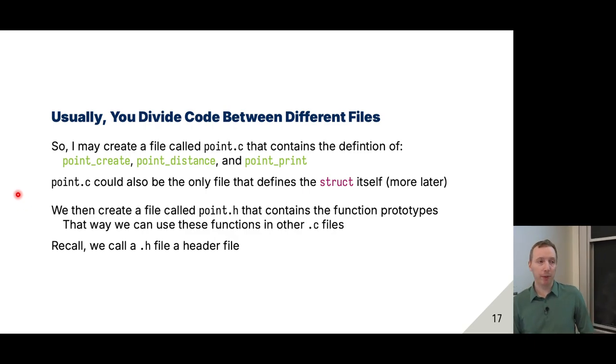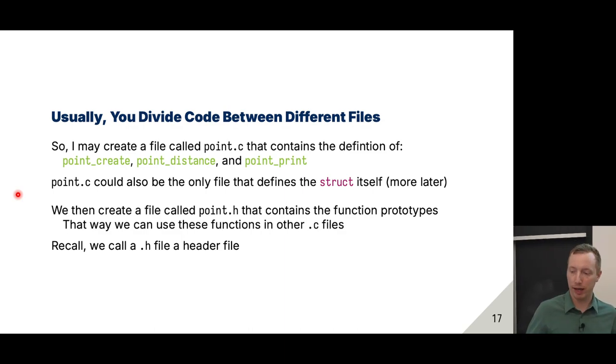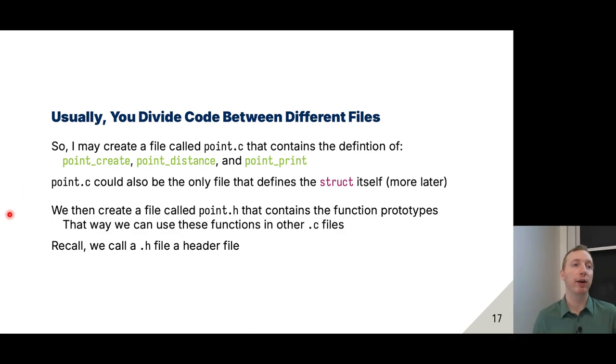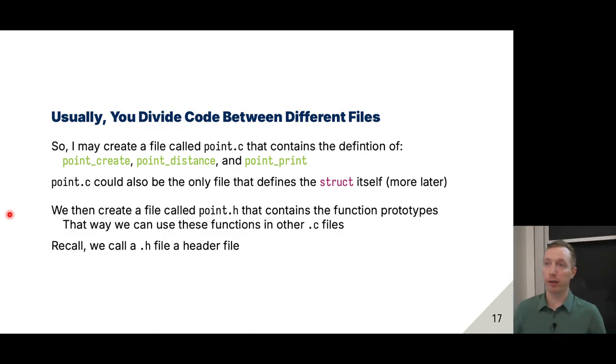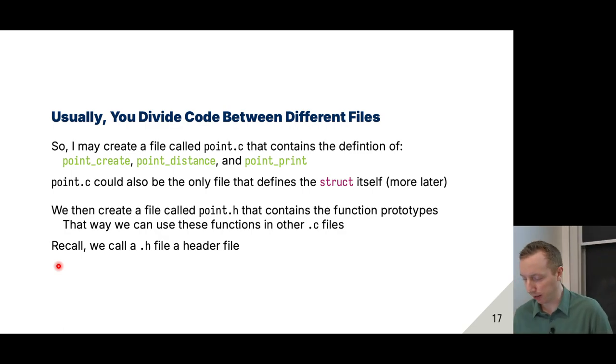So how we would organize our code, we've kind of used it before, like stdio and things like that. We'd create our own header file that would have the function prototypes for all of our print functions. So we would create a point.h that would have all of our function prototypes. That way we could use these functions in other C files. And remember, a .h file is called a header file. It's meant to define structures, define function prototypes, and everything like that.